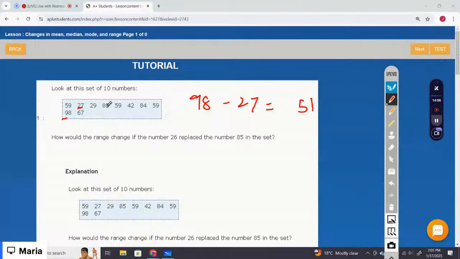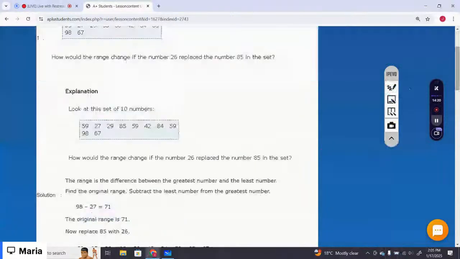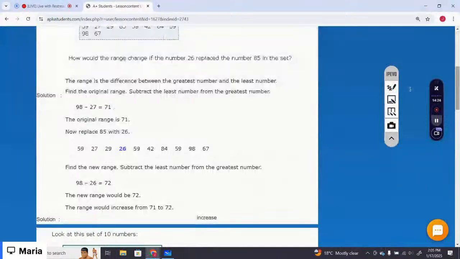Now if you're going to replace 85 with 26, so what is the range? The greatest number is 98. The smallest number is 26. So the range is now 72. So the range would increase. Earlier that was 71, and now when you replaced, that would be 72. Got it?